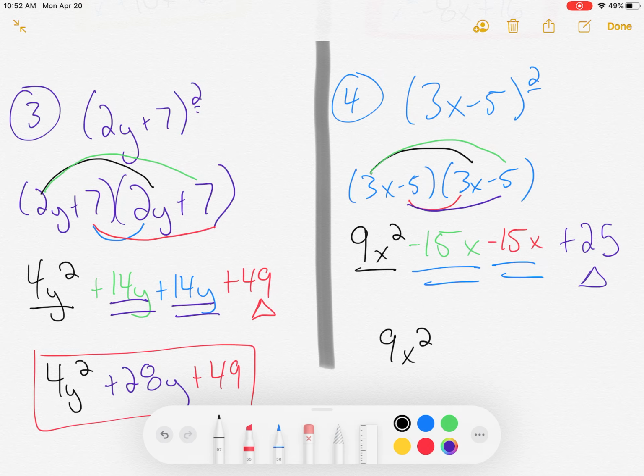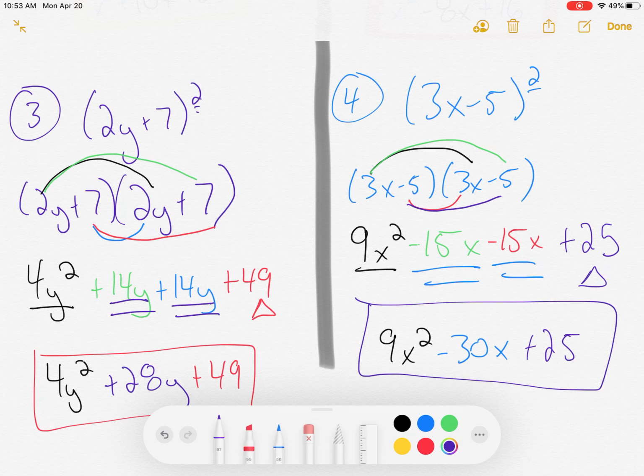Okay, I'm going to start with 9x squared. In the middle, negative 15x minus 15x. If you're unsure about that, negative 15 minus 15, you can grab a calculator and do negative 15 minus 15. You should get minus 30x. Plus 25 drops down at the end. Boom, we are done.